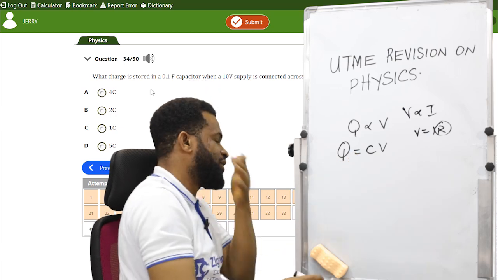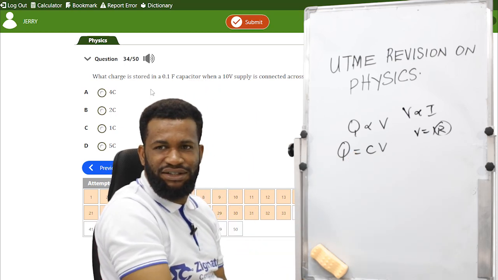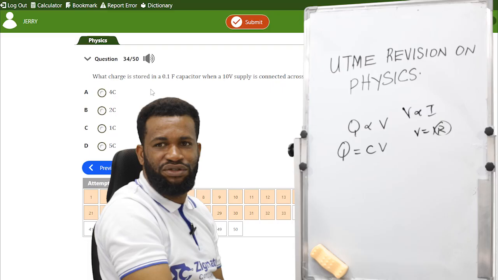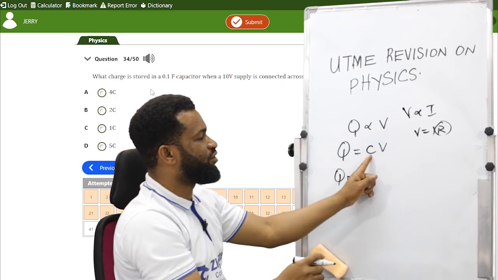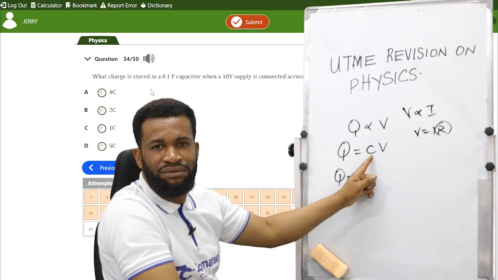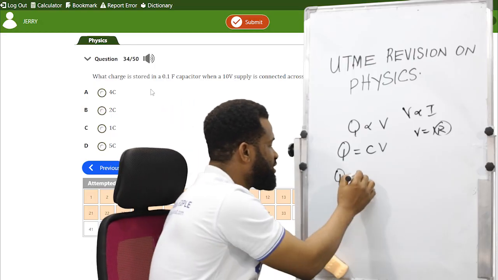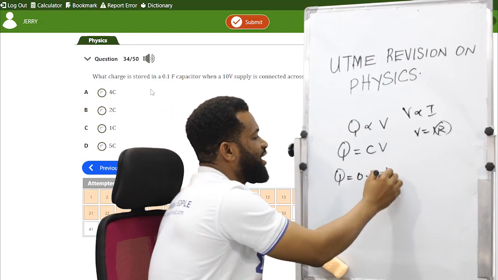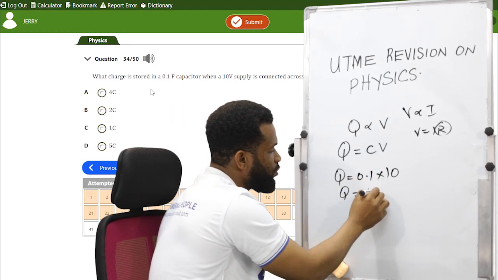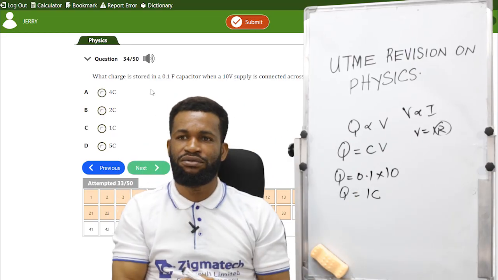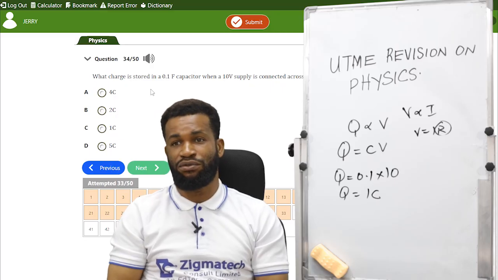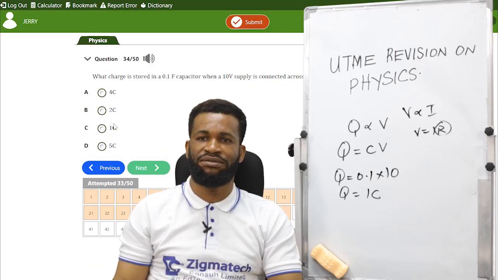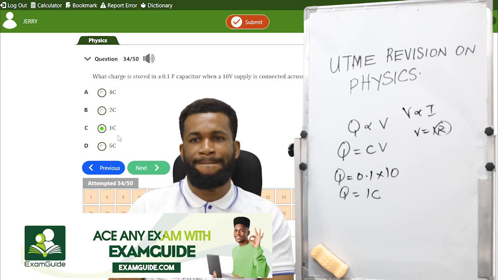This is charge. In this case, we are not given the quantity of charge, we are looking for the charge. So Q is equal to CV. C is measured in farad, that is capital F. So this is 0.1 times V, which is 10, and Q is 1 coulomb. Coulomb is the name of a man that explains better about the quantity of charge, that is why we are having C. So the option is 1.